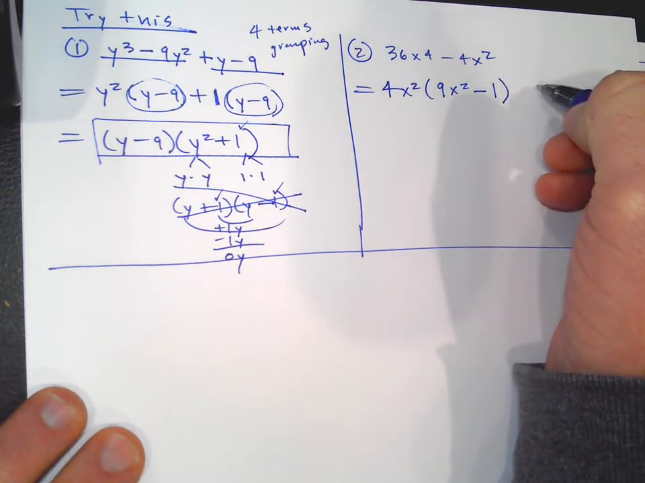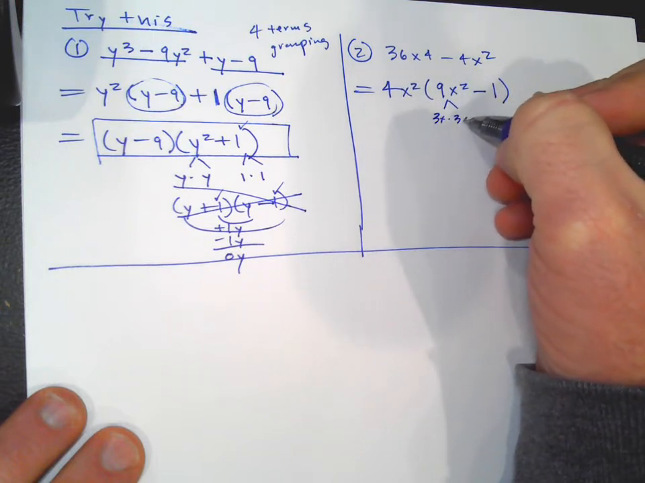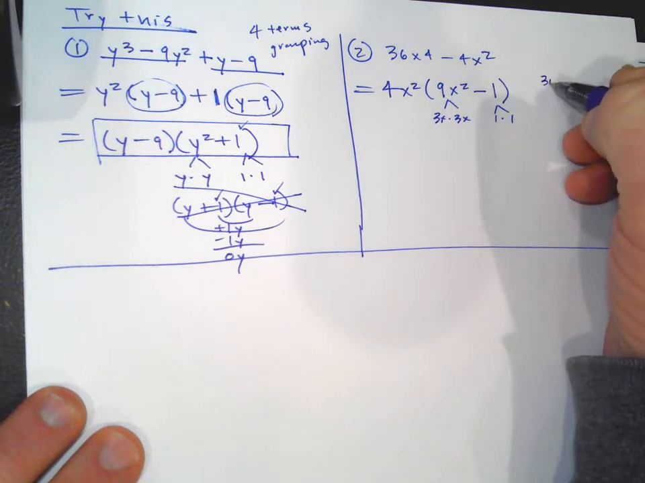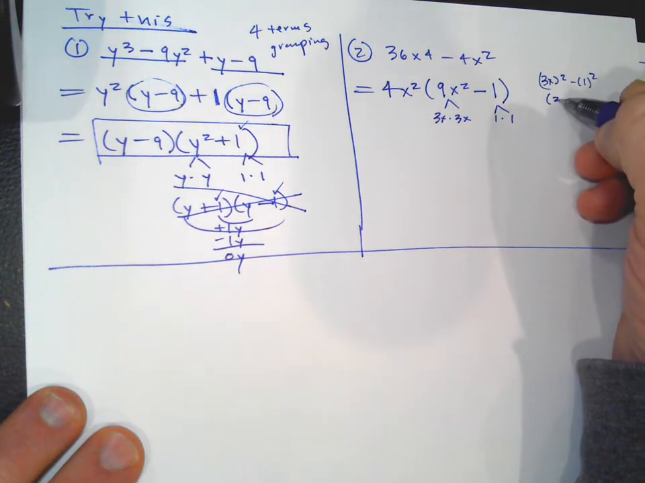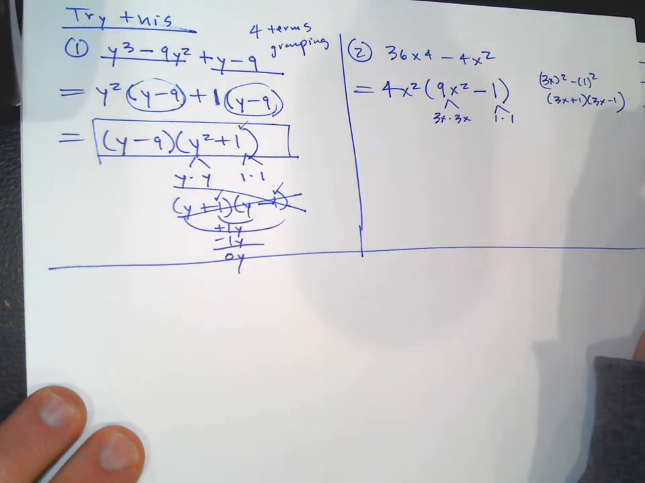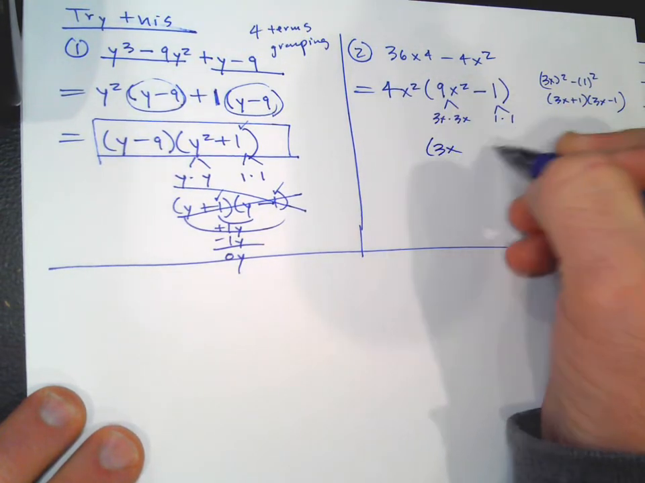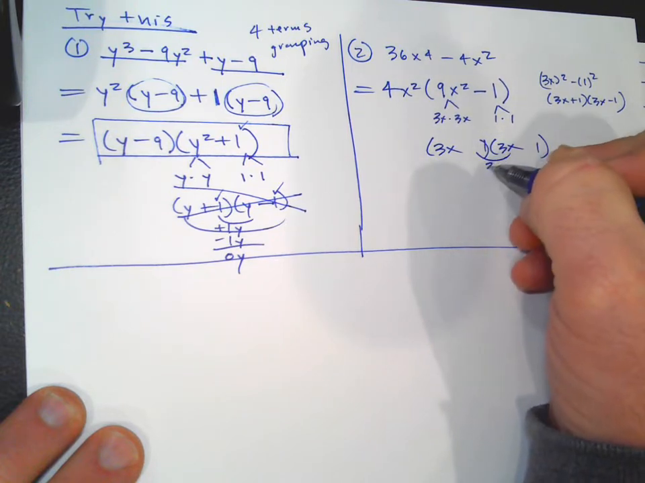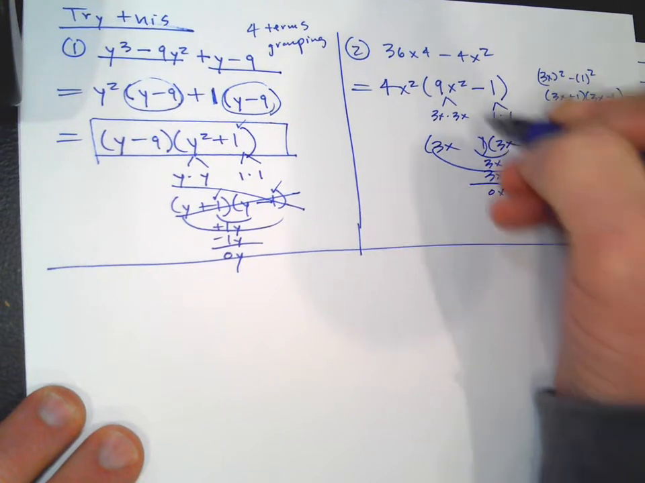Can I go further? Oh, maybe 3x and 3x. This is a difference of squares. This is (3x) squared minus 1 squared. You could do the whole plus-minus pattern, difference of squares, right? You could do that. Or we could just try it the regular way. 3x, 1, 1, 3x, 3x. We need to get 0 x's in the middle.